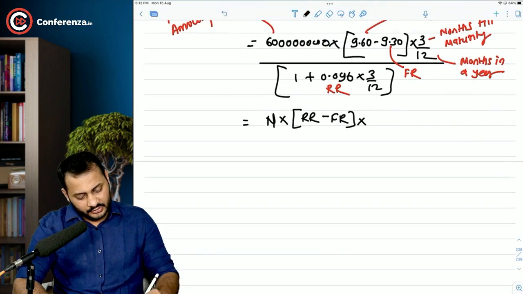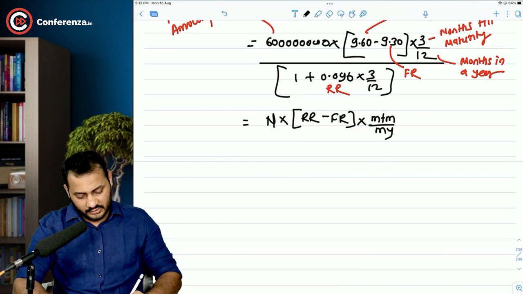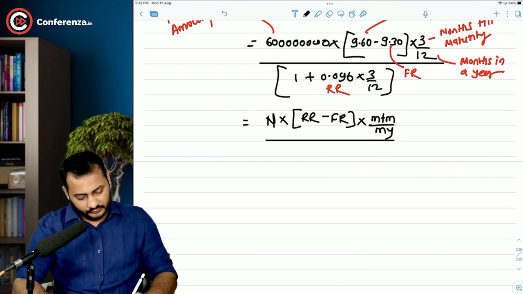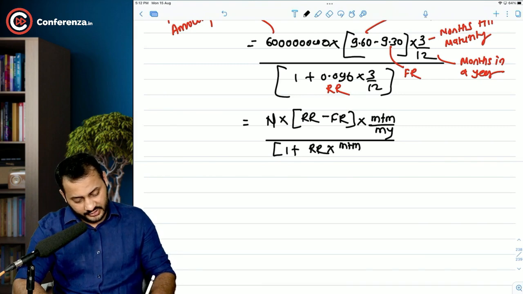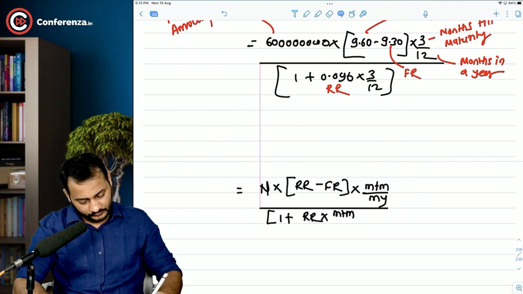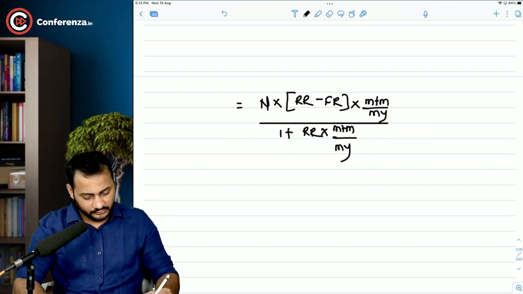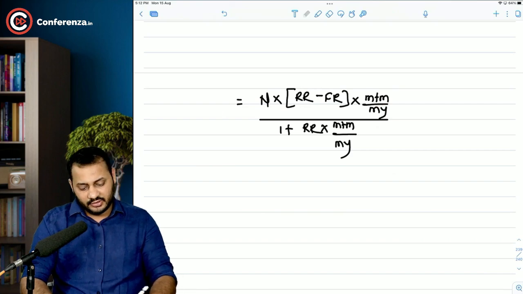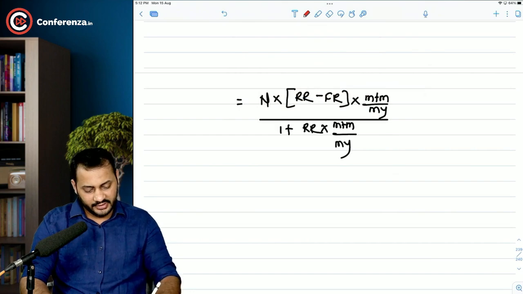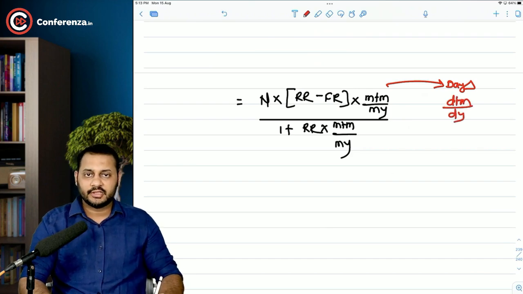So let's write down the formula. RR minus FR into months till maturity divided by months in a year, divided by 1 plus reference rate into again months till maturity divided by months in a year. So this is your formula, simple and sober. If the question gives you data in terms of days, you can write it as days till maturity and days in a year. Do you understand that? So this is your formula.